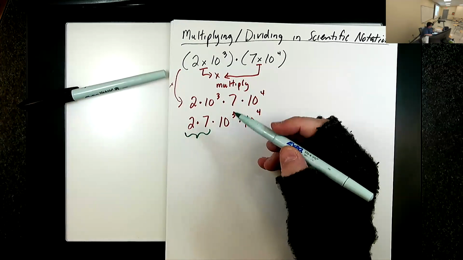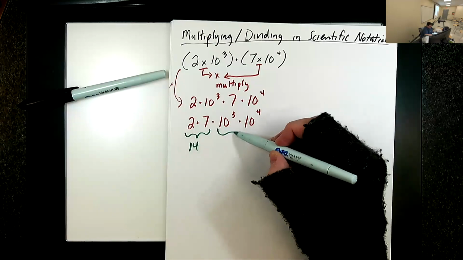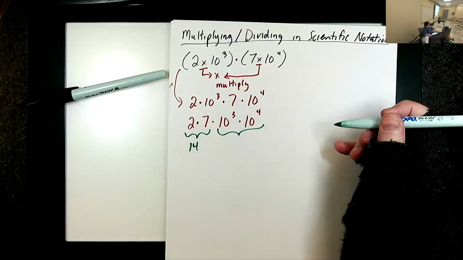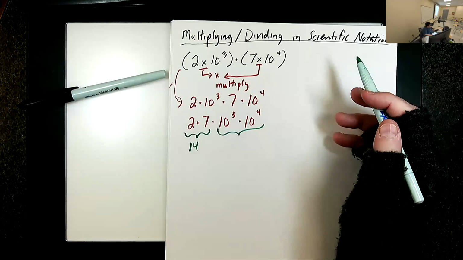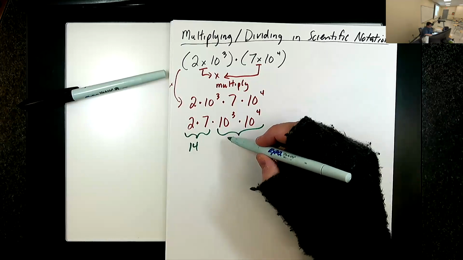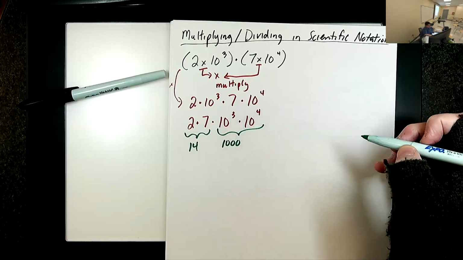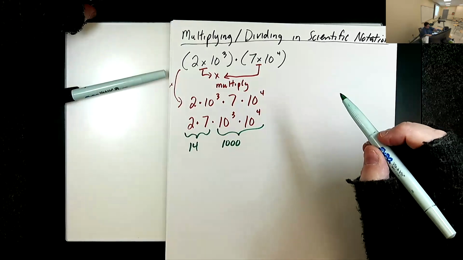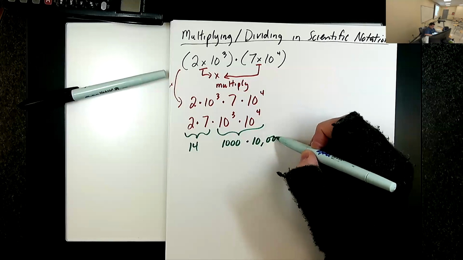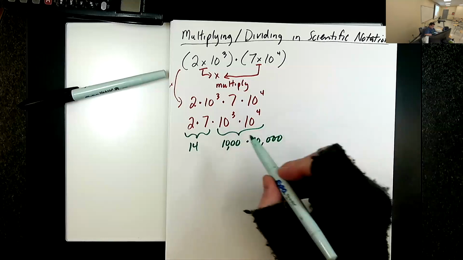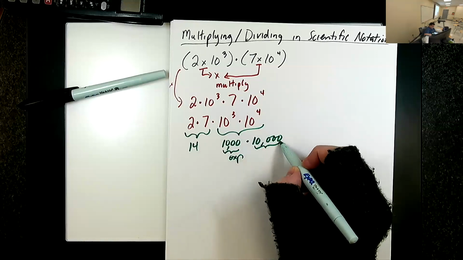Hopefully, 2 times 7 is trivial for you. 14. What about this? If you're not sure what to do, write it out as what the number is. 10 to the third power is 10 times 10 times 10, which is 1,000. You can put it in the calculator and see what 10 to the third is. And 10 to the fourth is 10,000. So the exponent really tells us the number of zeros on each one.